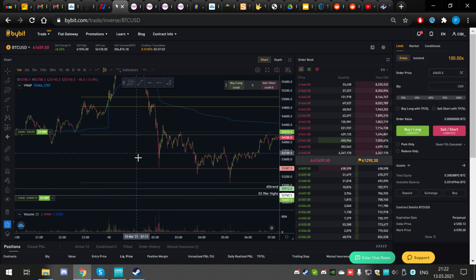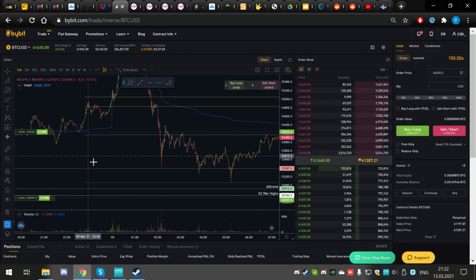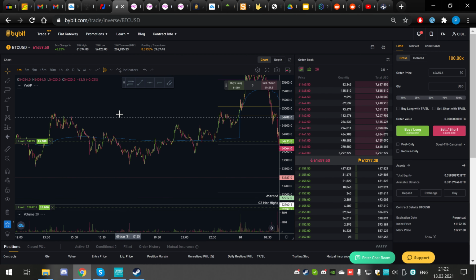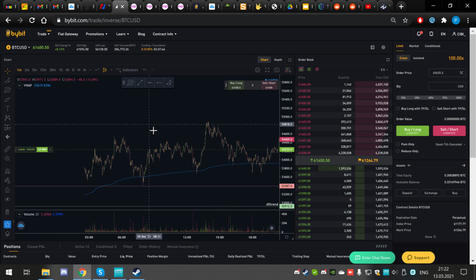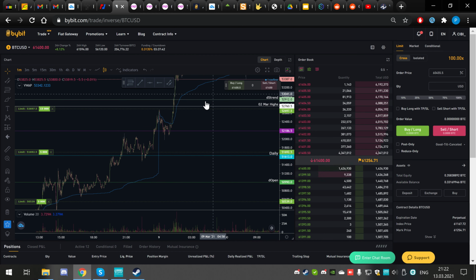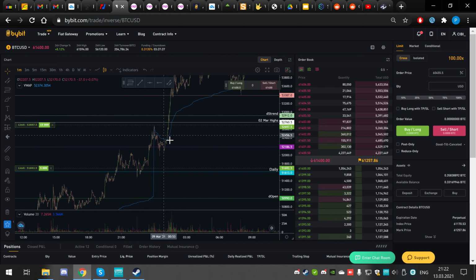The worst enemy of VWAP is a small range, because then the price is just playing around, not giving you good trades. Like this, yeah, we will see. So let's check one more day for VWAP. It's here. 9th of March, okay.